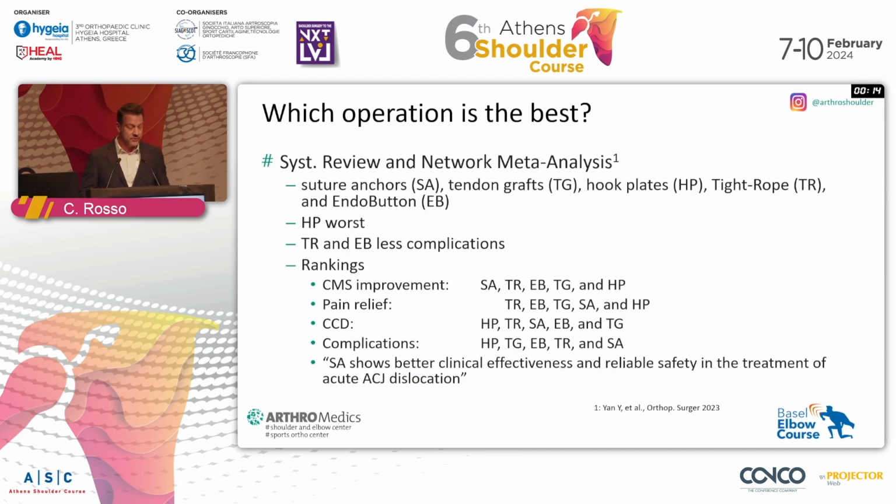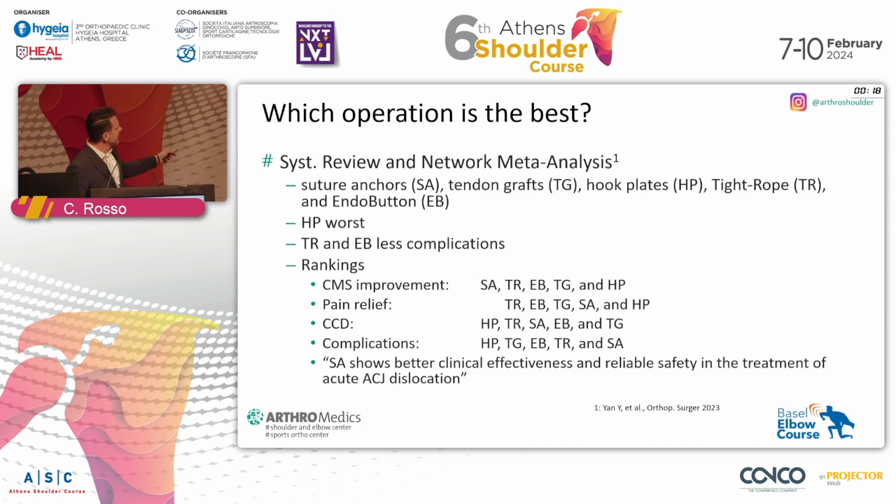Then, 2023, last year, a new paper, a systematic review and a network meta-analysis comparing the suture anchors, the tendon grafts, hook plates, tightrope, and endobutton. What did they find? Wow, hook plate is the worst. And then the tightrope and the endobutton showed less complications. And now what I really think is interesting is the rankings. However, with rankings, you always have to be careful, because for every ranking, the literature is quite small sometimes.